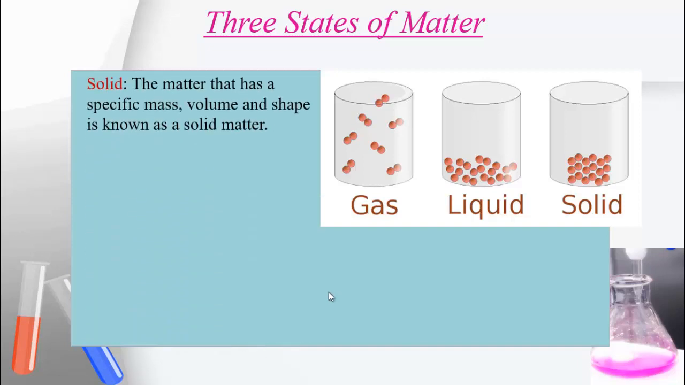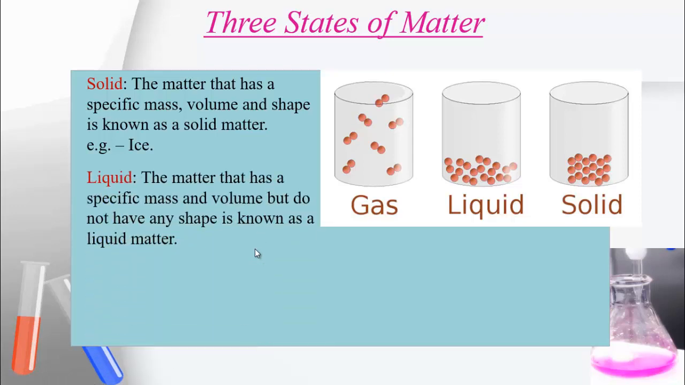At first, solid. How can you define solid? The matter that has a specific mass, volume and shape is known as a solid matter. That means solid substances have definite mass, volume and shape. You can give any one example: ice, brick, stone, book, diary, etc.